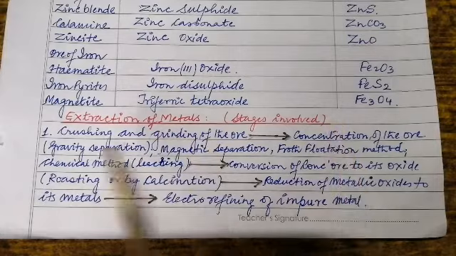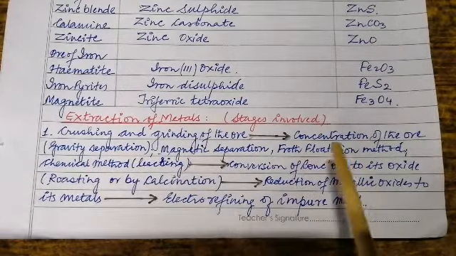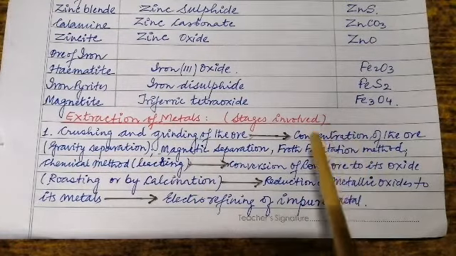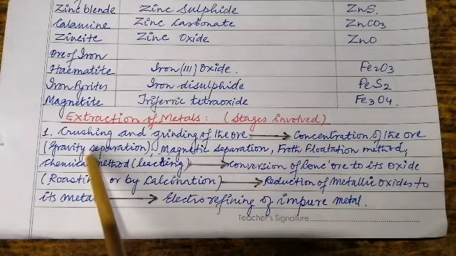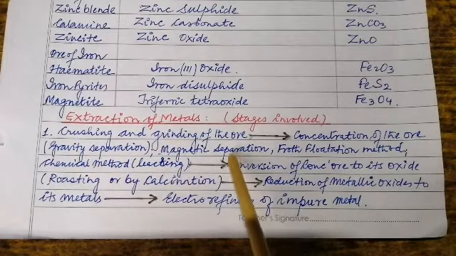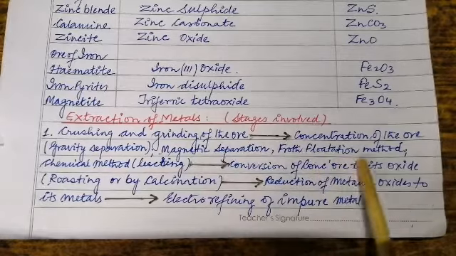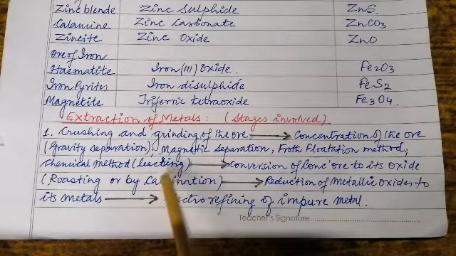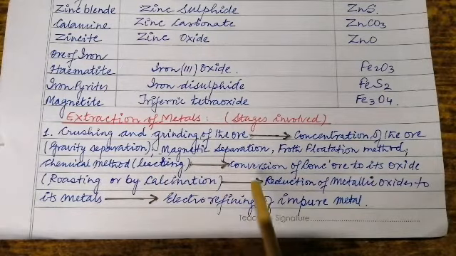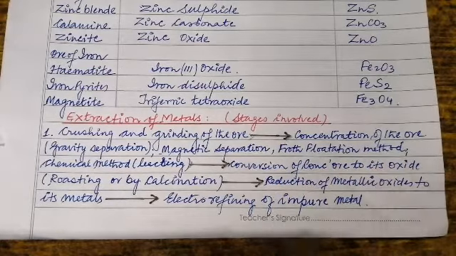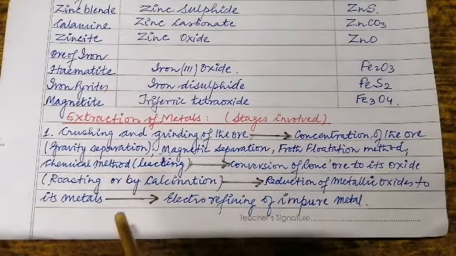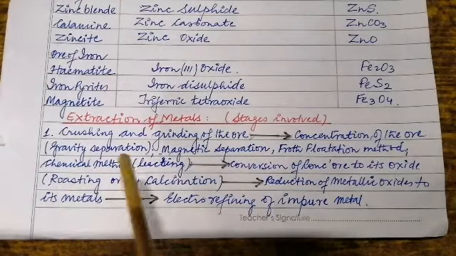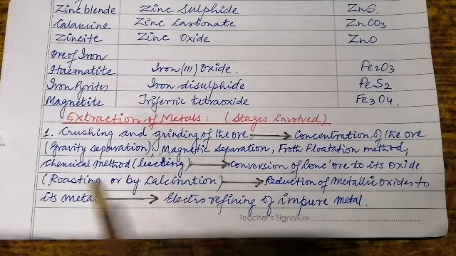Concentration of the ore can be done by a number of methods depending on the nature of the ore. For example, gravity separation, magnetic separation, froth flotation method, or chemical method, which is also called leaching. Next, after concentration of the ore, you go for conversion of concentrated ore to its oxide. Now, how can that be done? You go for either roasting or calcination.